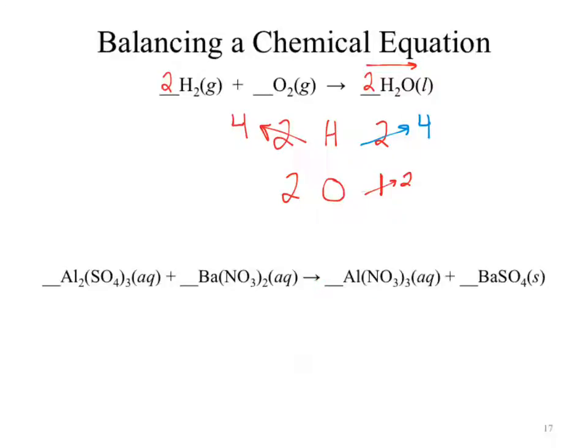So, where do we start? How many aluminums on the left? 2. On the right? 1. Is it balanced? No. What do we do?